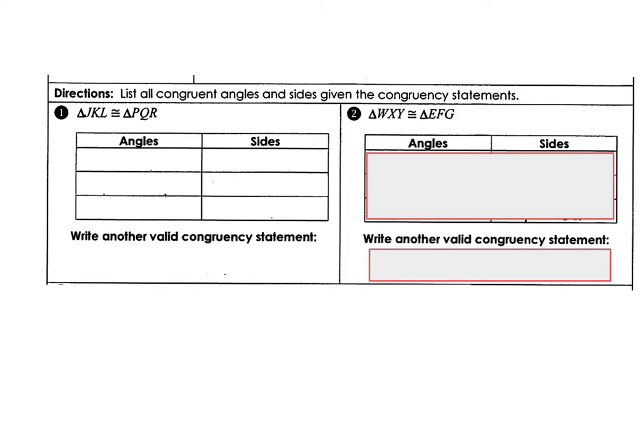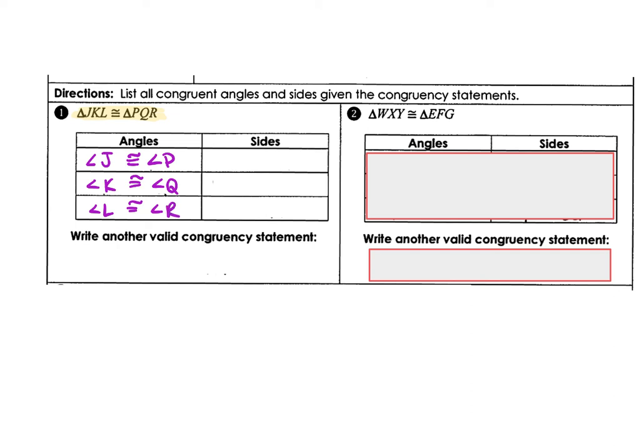They have given me this congruent statement. Triangle JKL is congruent to triangle PQR. List all the angles that are congruent. Well, I'm going to say that angle J is congruent to angle P. Angle K is congruent to angle Q, and angle L is congruent to angle R.